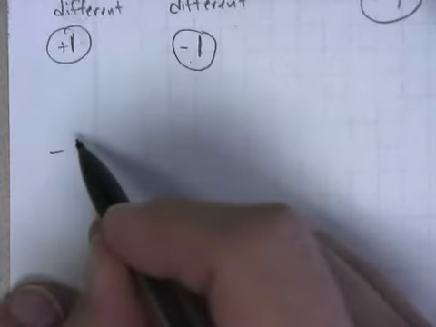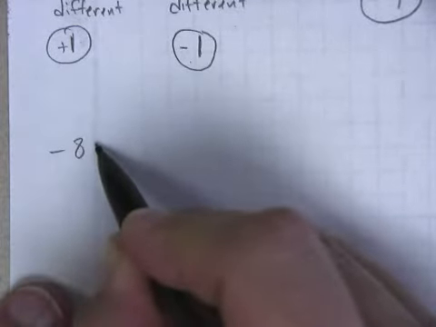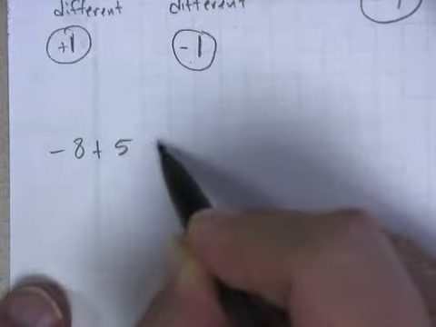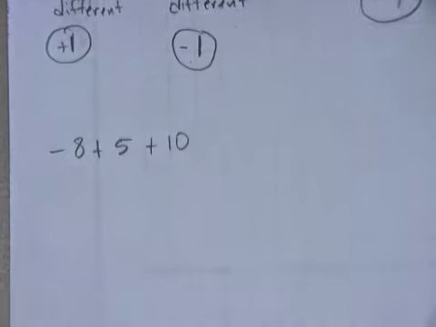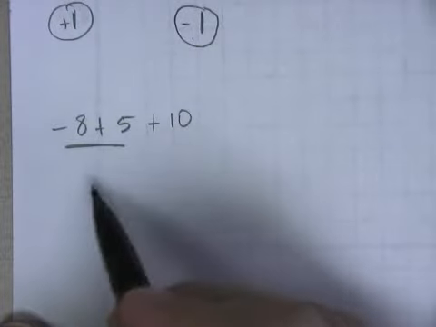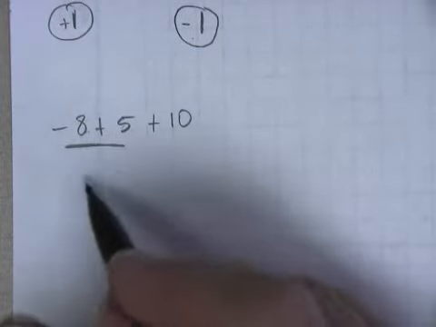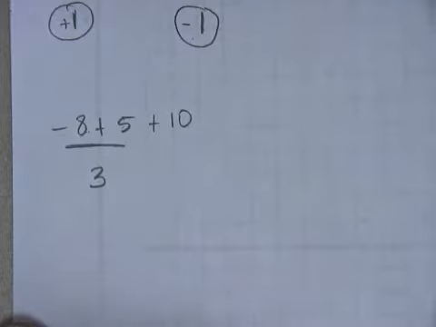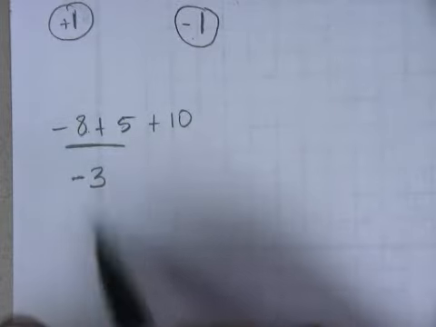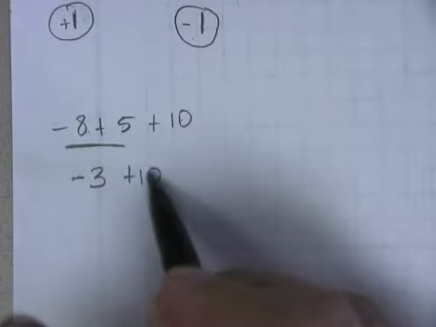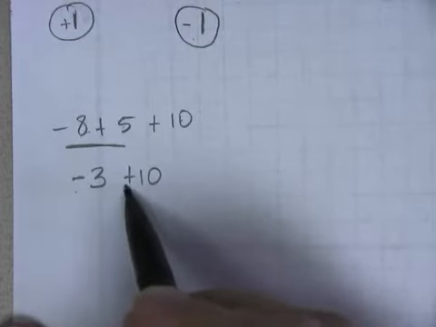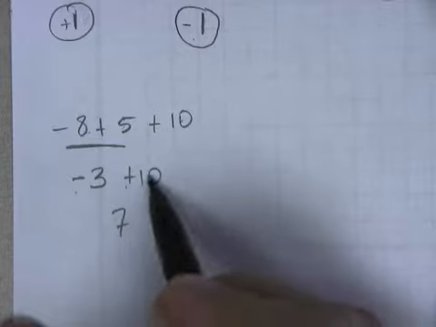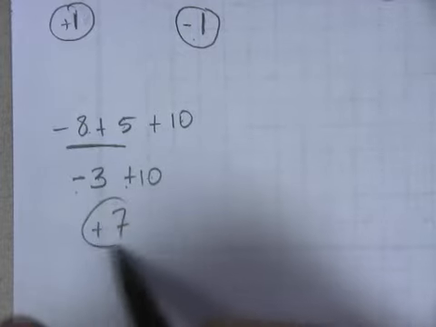We'll do a couple more. Let's do negative 8 plus 5 plus, let's go 10. Let's see what happens here. So let's do the first two. Signs are different, so we subtract. Keep the sign of the larger number. 8's bigger than 5, so we'll keep the negative. Bring down the 10. Signs are different. One's negative, one's positive. Subtract them is 7. 10's bigger than the 3, so we keep the positive.